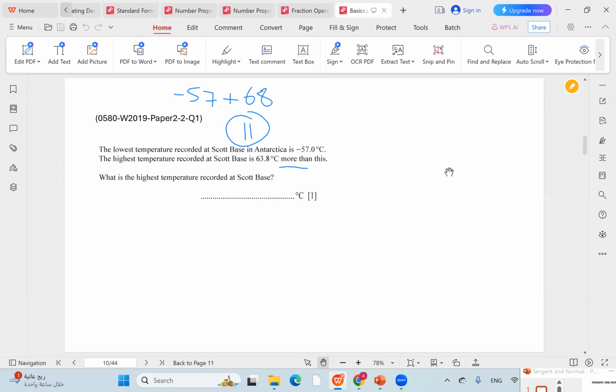Excuse me, I seem to have misread the question. It is not 68, it is 63.8. I made a mistake reading the problem. I apologize for that. So 63.8 plus negative 57, and this gives us 6.8 degrees. And this would be the final answer.